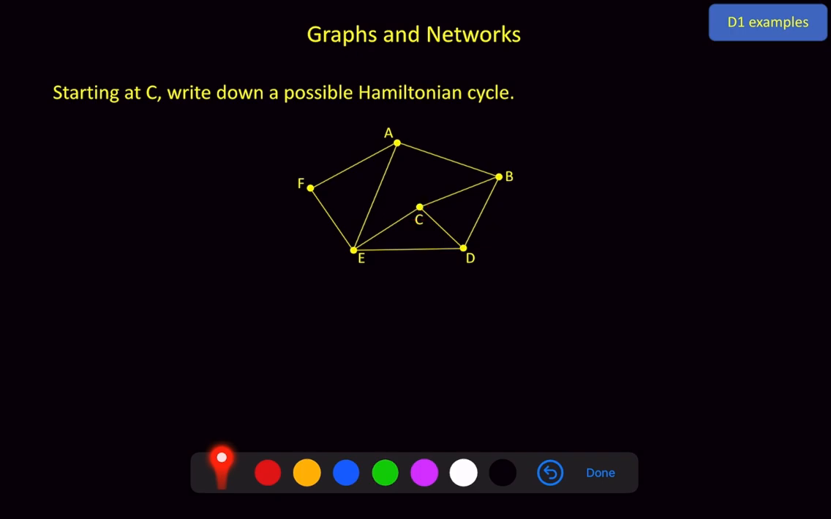In this case, there are quite a few different ones, so long as you don't go along AE, because then you cut out the possibility of going to F without revisiting one point you've already been to. So here, C, E, F, A, B, D, C, and that's how you can write a cycle just as a list of letters. Sometimes you might see them with little dashes in between, but that just takes up a bit of time, especially if it's a long list of letters.